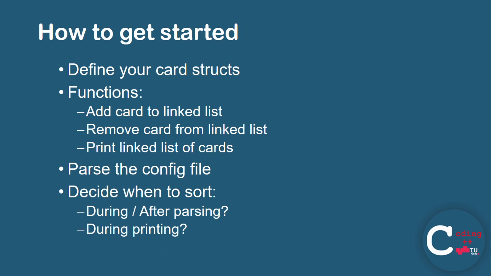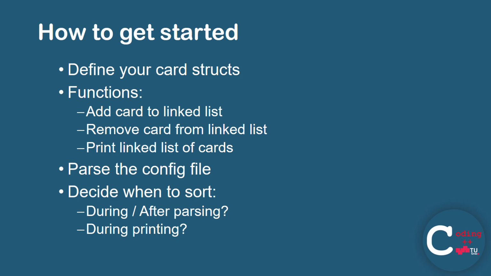I will now give you a few hints on how to get started with assignment 3. You will need to define your card structs with the members that they need, and they will also need to include everything you need to build a linked list. Then you will also need some functions. You can do this differently, of course, but this is just a recommendation. You will probably need functionality to add a card to the linked list, to remove a card from a linked list, and to print linked lists of cards.